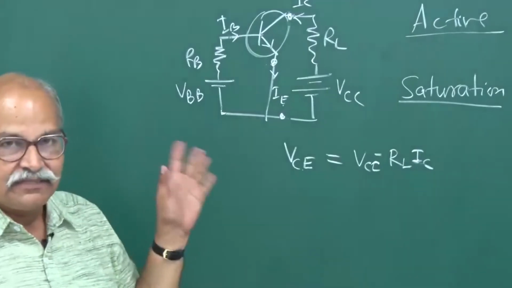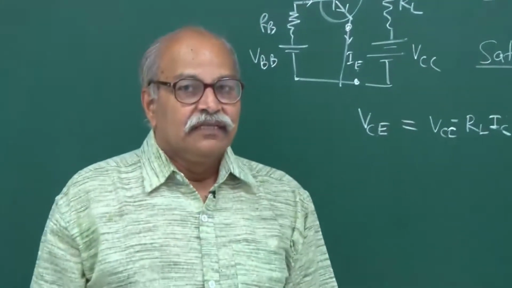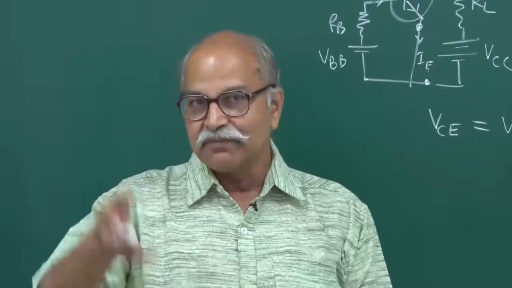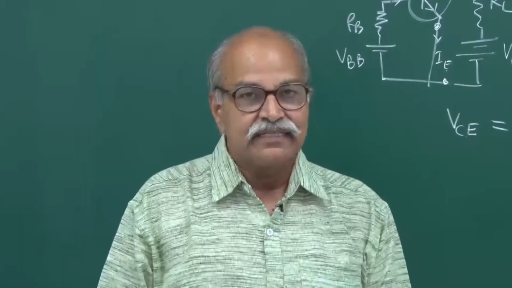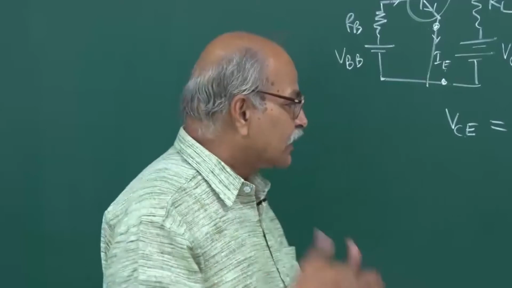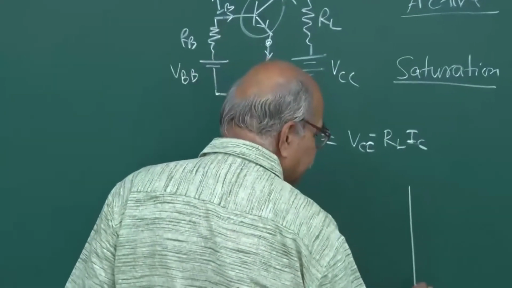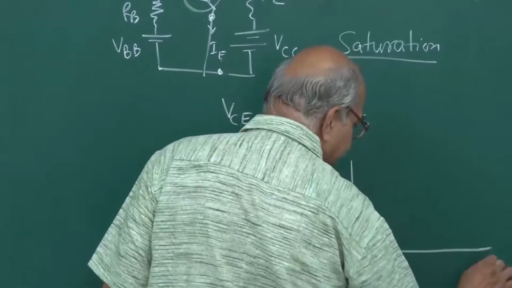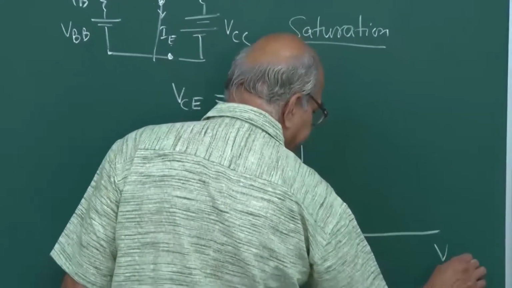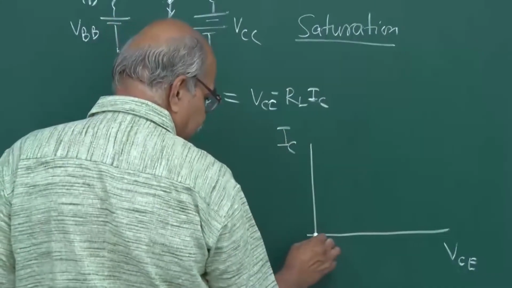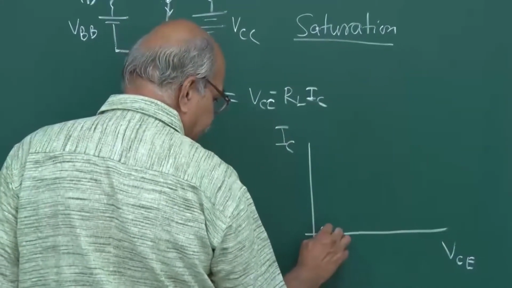So these three regions we talked about. Then we talked of the input characteristics, which is a very simple IV characteristic, and then the output characteristics, which are very important. In output characteristics, we have this VCE and we have this IC, and then we saw that the characteristics are of this type.